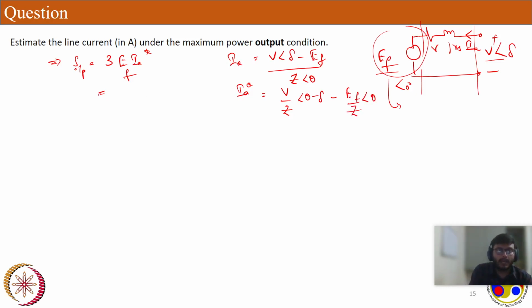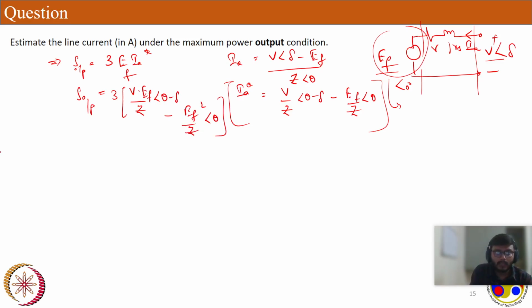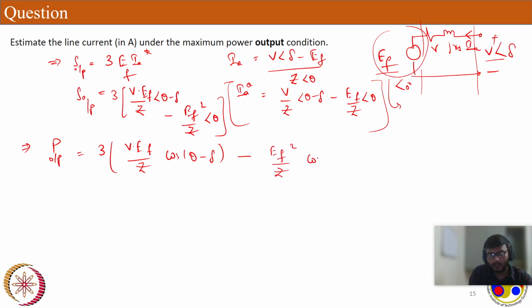Right? Now S output is equal to 3 EF should be multiplied to this. 3 V into EF by Z at an angle theta minus delta minus EF square divided by Z at an angle theta, right? Now what is the real part from it? 3 VEF by Z cos theta minus delta minus EF square by Z cos theta.